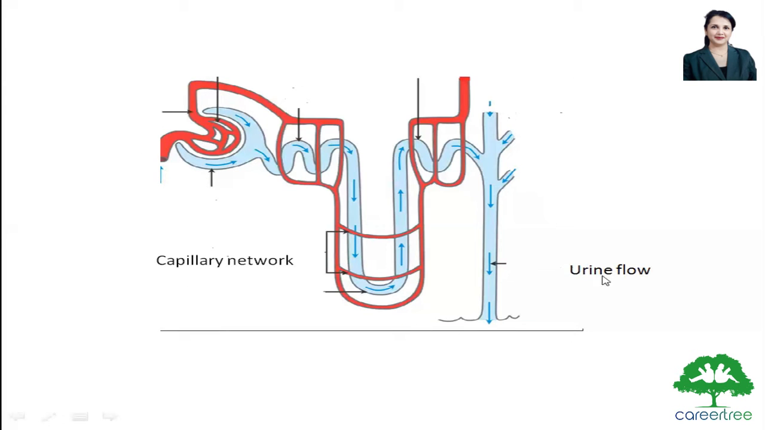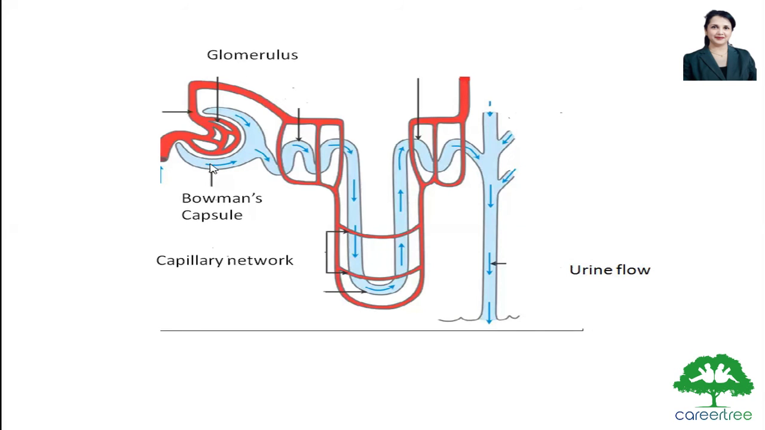This is the typical structure of a nephron. This is the capillary network. The arrows show the flow of urine. This cup-shaped structure is called Bowman's capsule. It is thin-walled, the first part of the nephron, and receives the blood vessels. Glomerular filtration takes place here.